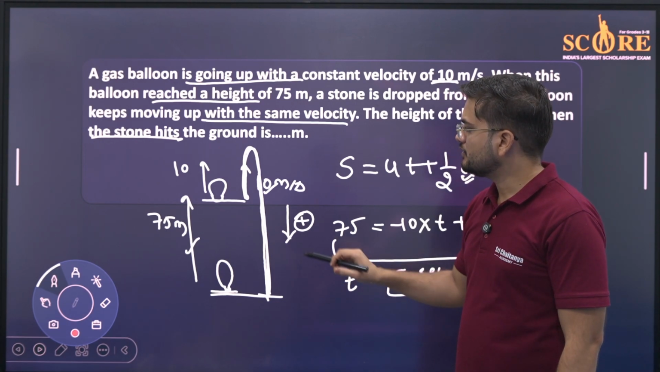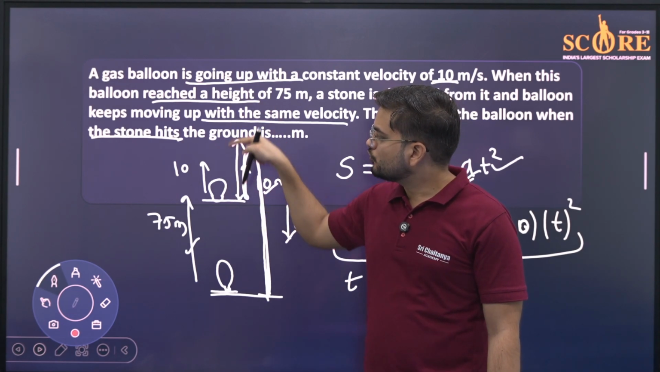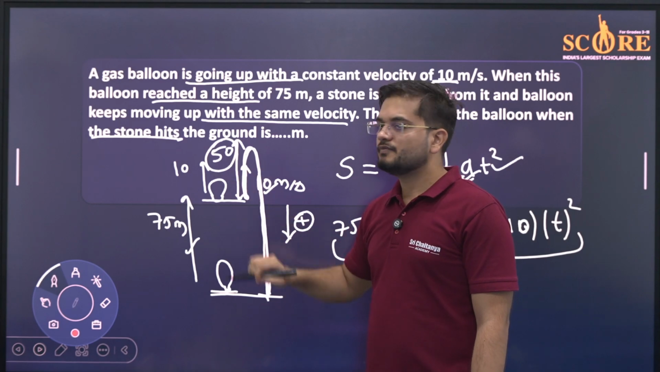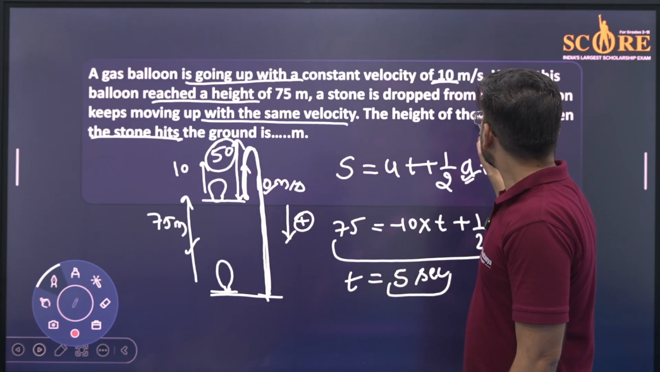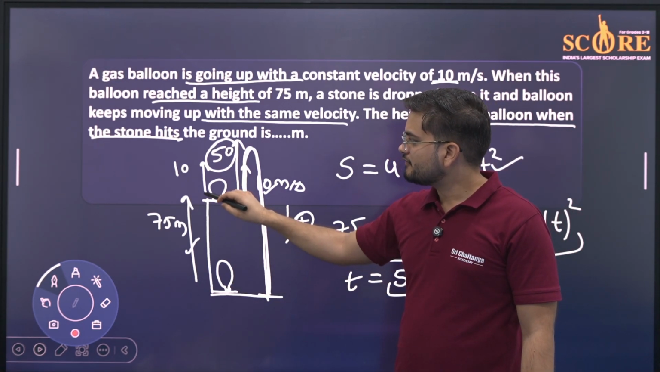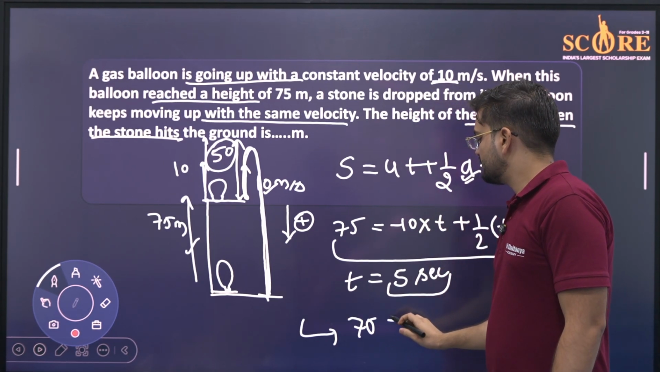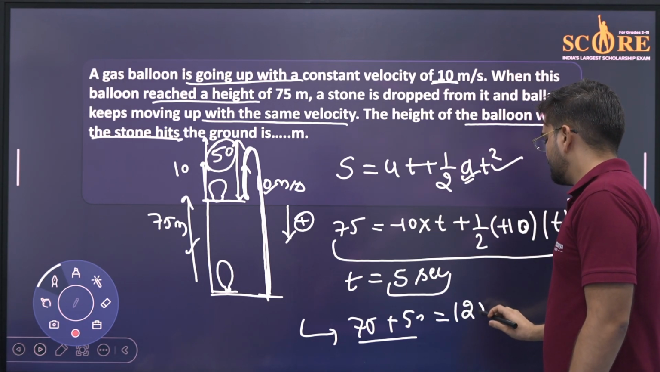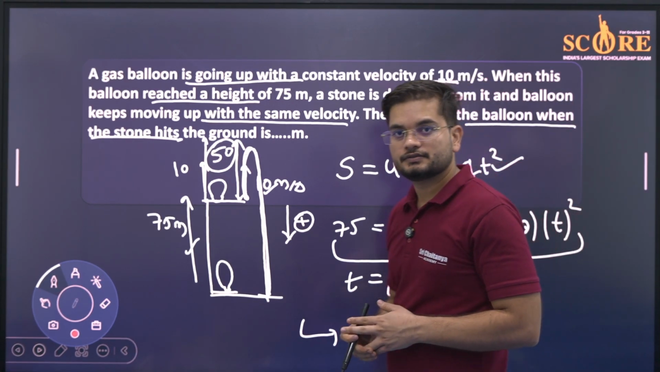In 5 seconds, what is the distance traveled by the balloon? It is moving with constant velocity 10 meter per second, so the distance will be 50 meter. Then what is the height of the balloon from the ground? 75 plus 50. So the final height will be 75 plus 50, which is 125 meter. Clear?